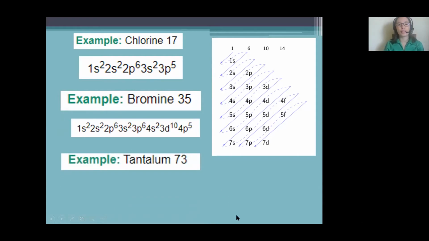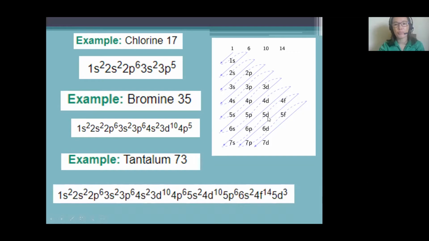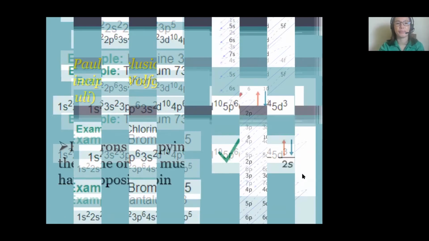And of course, for tantalum, where the atomic number is 73, so this is too big. How are we going to write the electron configuration using the Aufbau? So here, we have up to 5d3. Okay? So adding all the electrons here and following the mnemonic, the last will be 5d3. So that's how to make use of the Aufbau principle.